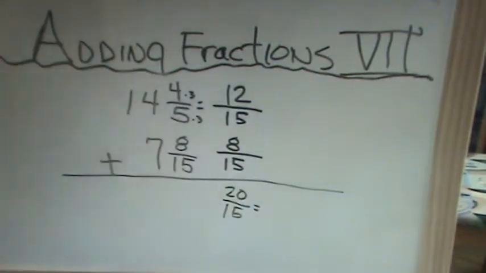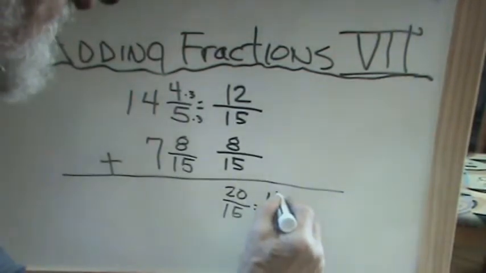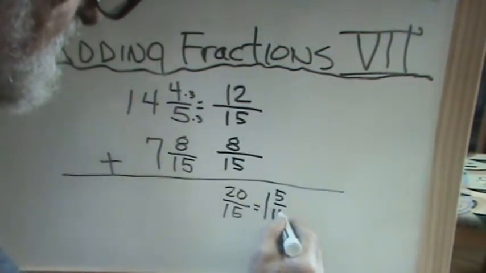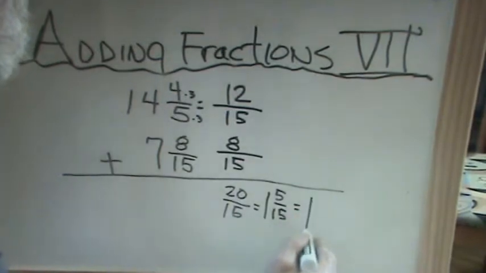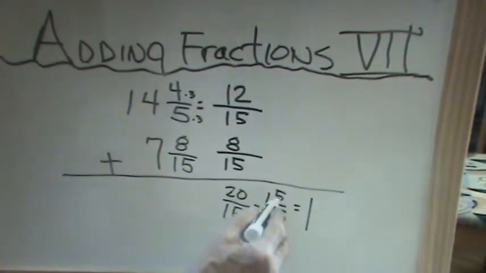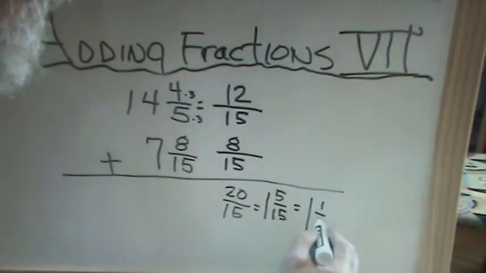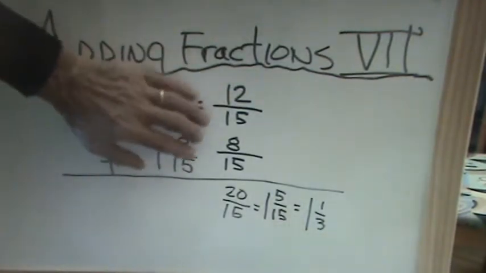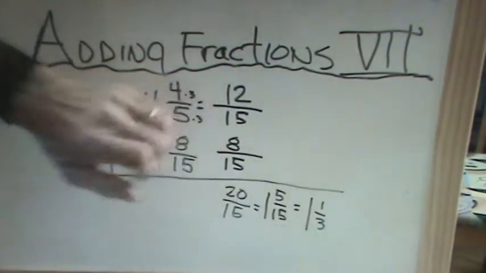20/15, which gives me an improper fraction, so I have to change it. 15 goes into 20 one time, and I have 5 left over, so I have 1 and 5/15. But I know that 5/15 is not in its lowest name. So I know 5 can go into 5 one time, and 5 can go into 15 three times. So when I do the fraction part of this problem, I get 1 and 1/3 as my answer.